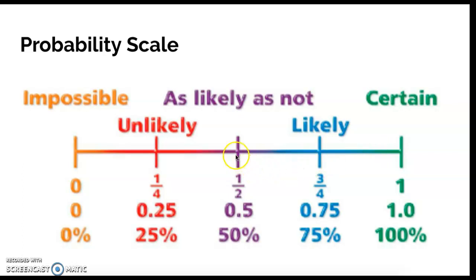In the middle, we have the 50-50, 50%, which means that the event is as likely to happen as it is not likely to happen. Anything less than 50% is moving from unlikely to impossible, and anything more than 50% is moving from likely to certain. Most of our probabilities are going to fall in this middle range.